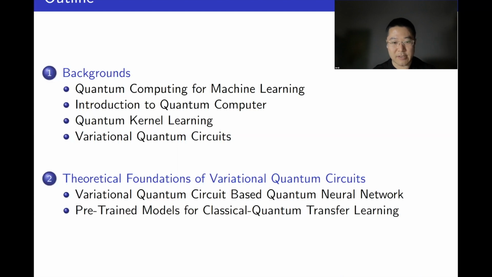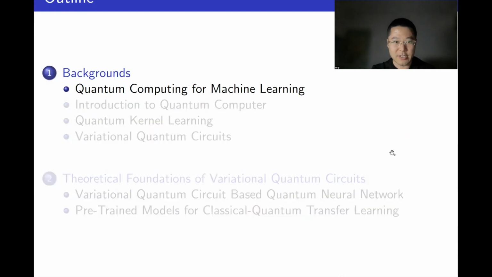It covers two topics. One is our research work about the variational quantum circuit-based quantum neural network. Then I will show future work about pre-trained models for classical-quantum transfer learning. Okay, let's get started. The first part is about the related backgrounds of quantum machine learning.